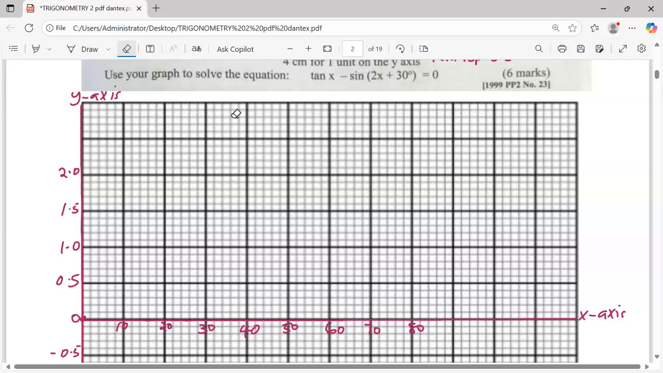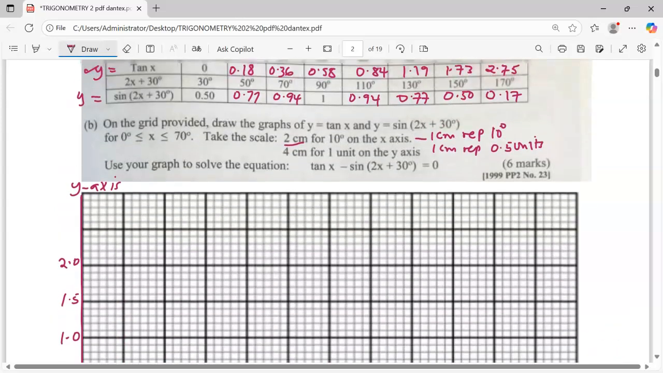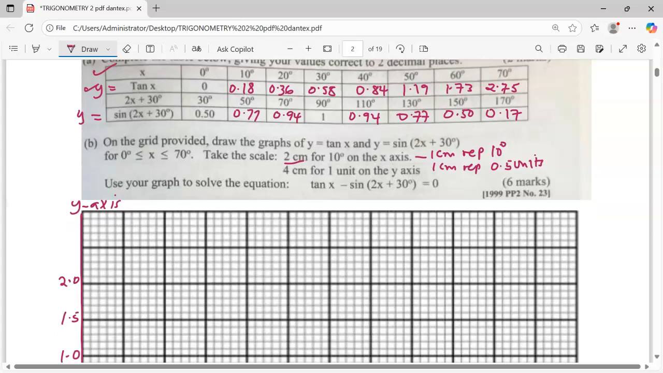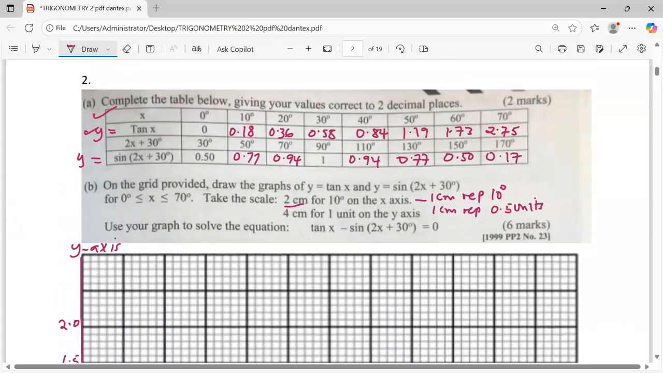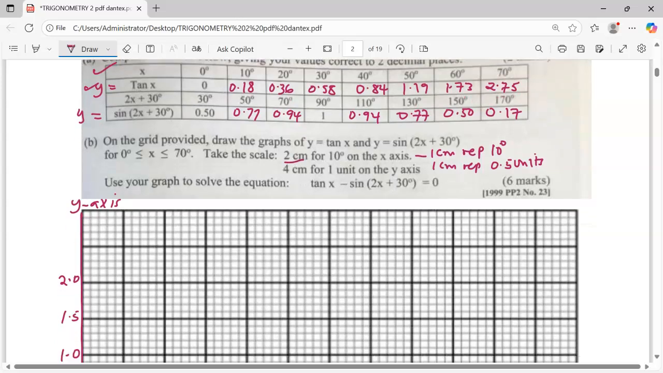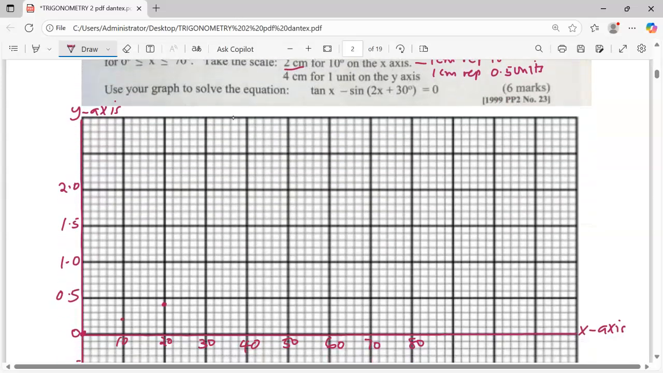We are going to have, at 10, 0.2. We are going to have 0.2 at this point. This is 0.1, 0.2 will be here. The other one will be 0.4. When it is 30, we are going to have 0.58, which is around 0.6.